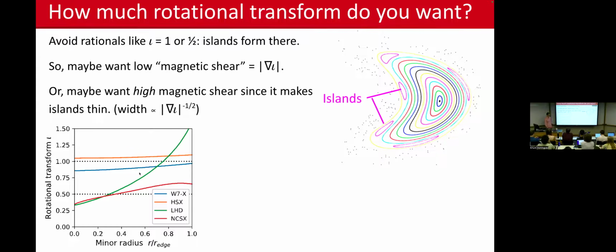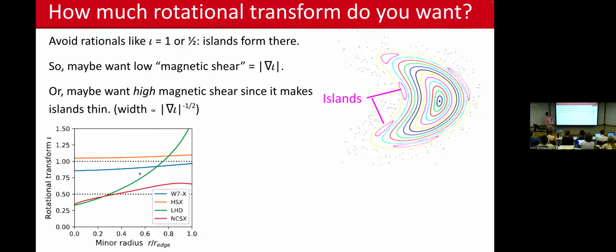Okay, so another thing we often target is called the rotational transform. Not only might we target a particular profile of the rotational transform in the plasma, but we also want to avoid certain rational numbers of this quantity. You can ask me if you like why that is, but basically it's related to where islands pop up in your magnetic topology.